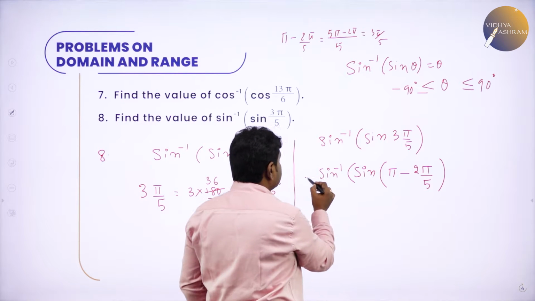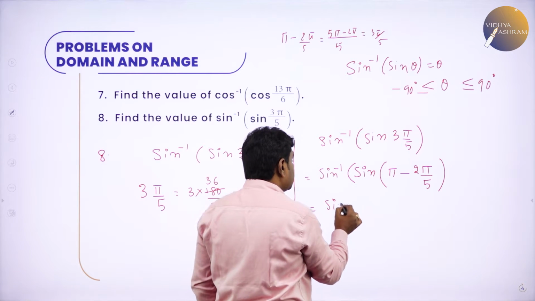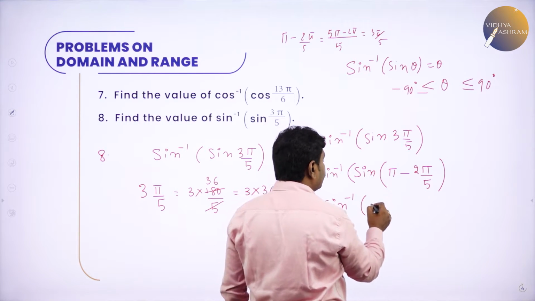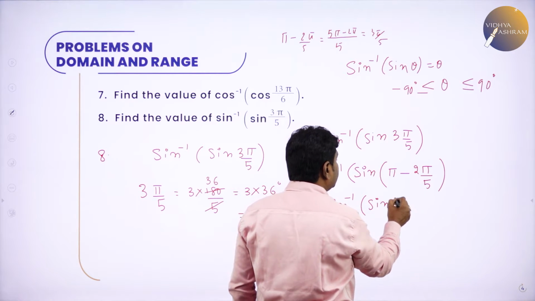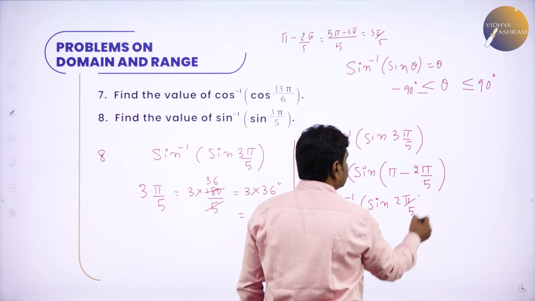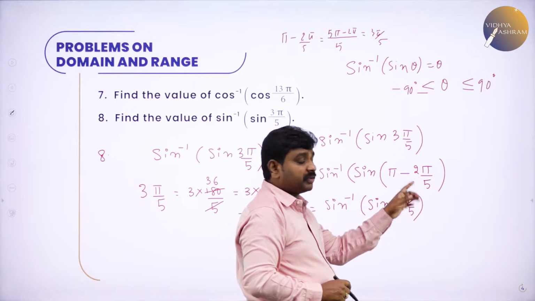So what is sine of 180 minus theta? Sine of 180 minus theta is sine theta. It will become sine 2 pi by 5. Writing this as pi minus 2 pi by 5 is simple.